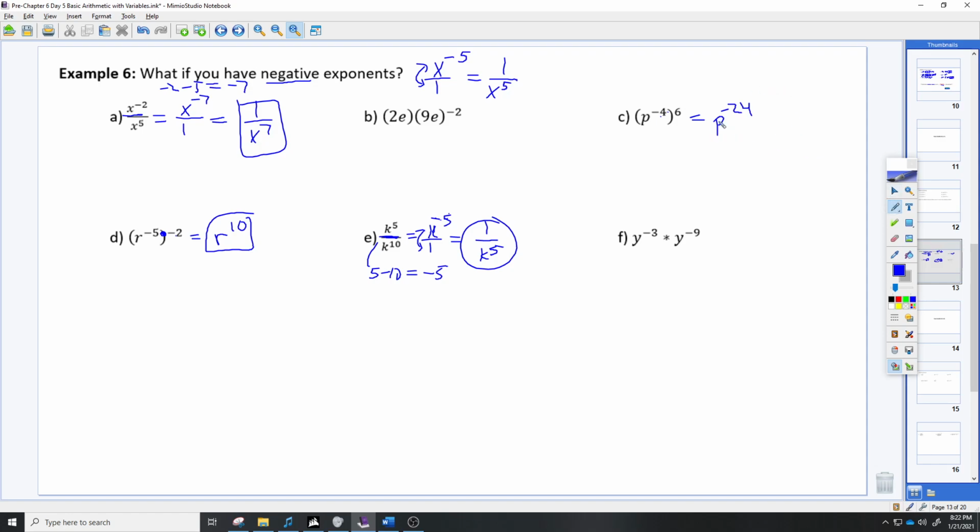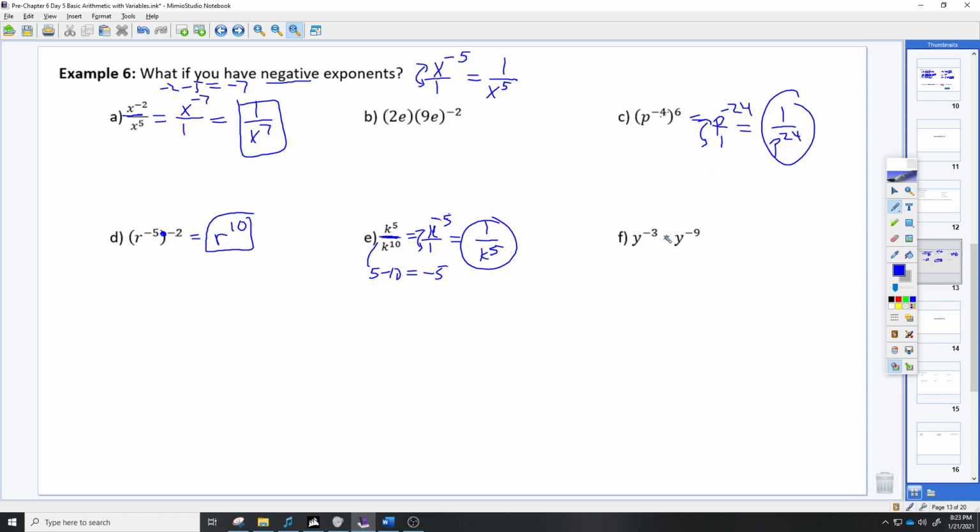And then we're going to flip this around like we did up here, put this over 1, and flip it. So it becomes 1 over p to the 24th power. And that's your final answer. All right, how about F?